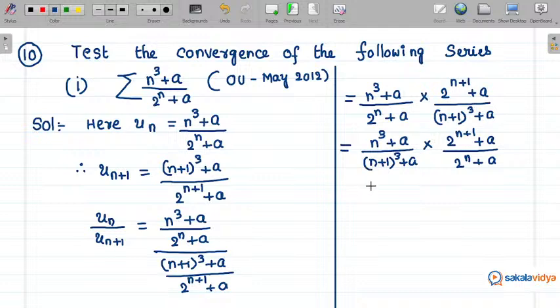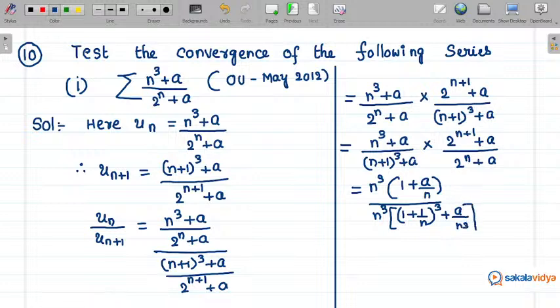From the first factor, let us take n cube common from the numerator. Similarly, n cube common from the denominator. If you take n cube common, what do we get? n cube times (1 plus a upon n cube), a is a constant itself, divided by, from n plus 1 if you take n common, n into (1 plus 1 by n) whole cube, that becomes n cube times (1 plus 1 by n) whole cube, plus a upon n cube. Clear?